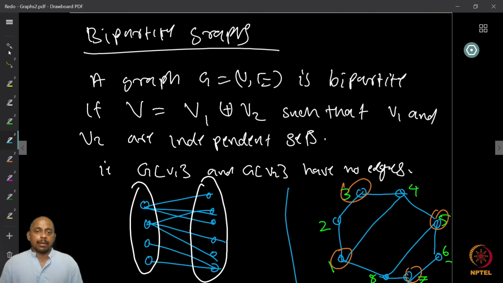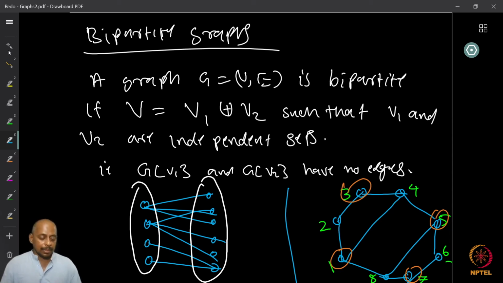Now, here is another important notion that we want to look at, which is that of bipartite graphs. The graph G is bipartite if I can write the vertex set as a disjoint union of two sets, V1 and V2, such that both V1 and V2 are independent sets. If you remember, an independent set is a subset of vertices where there are no edges between these vertices. So if I can partition the entire graph into two independent sets, and all the edges go across from one of the sets to the other, then the graph is bipartite.